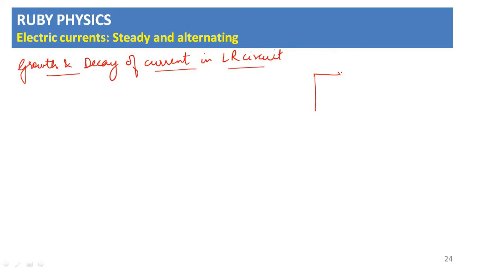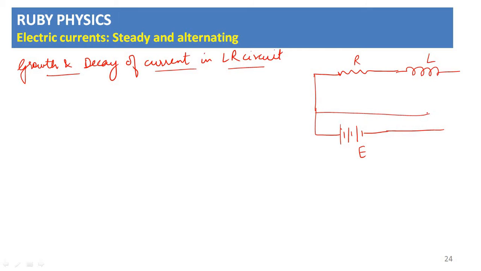So an LR circuit consists of a resistor and an inductor. A resistor with the resistance R and an inductor with inductance L, and this is connected to a battery. The battery has an EMF E, and this whole setup is connected to a switch here. This here is a key.